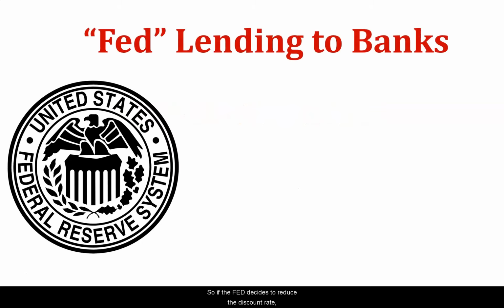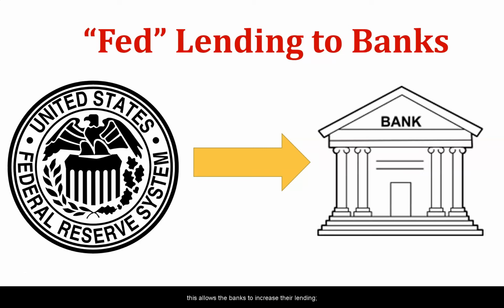So if the Fed decides to reduce the discount rate, this allows the banks to increase their lending, therefore increasing the money supply. The same is also true in reverse. If the Fed increases the discount rate, then the banks' lending will reduce, therefore reducing the money supply.